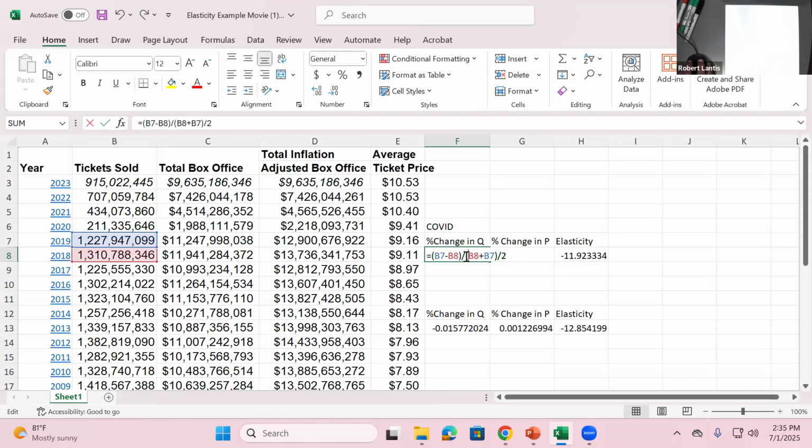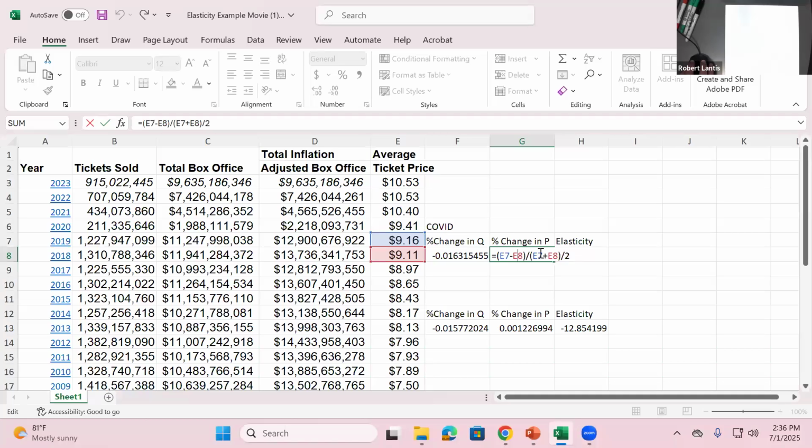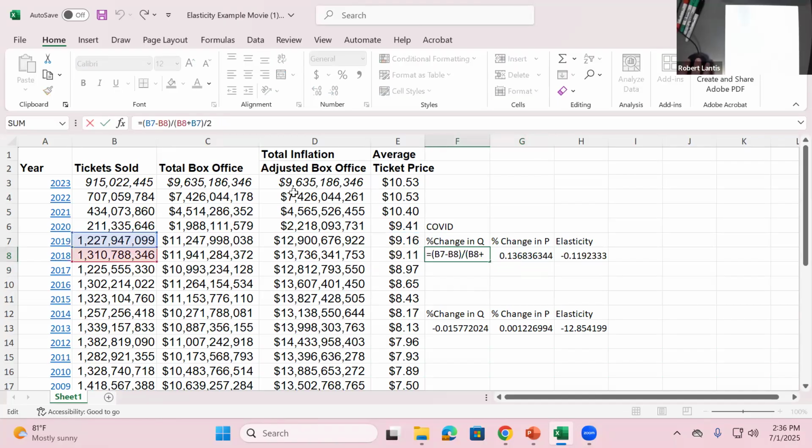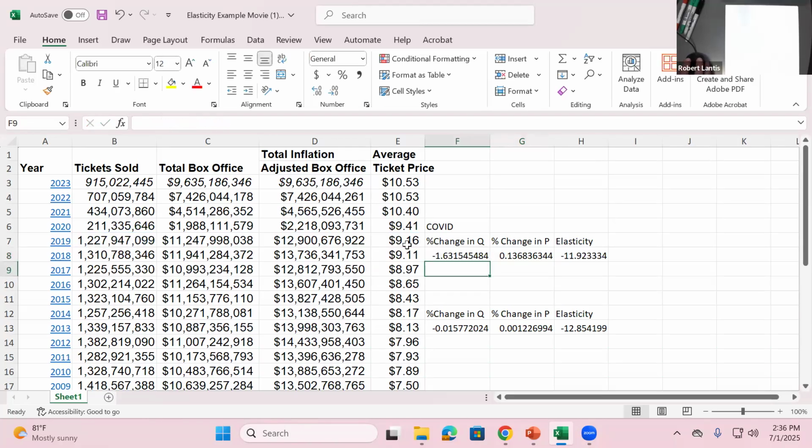But the thing I wanted to highlight here is when I do the intermediate calculations for that percentage change in quantity demanded, I did the same thing for price, change in price over the average price. This is going to give me the decimal form of the percentage change. So if I just wanted to talk about it a little easier, I could just multiply that by 100, multiply this one by 100. So I could see that from the time period 2018 to 2019, there was a 0.13% change in the price, right? A very small percentage change in the price.